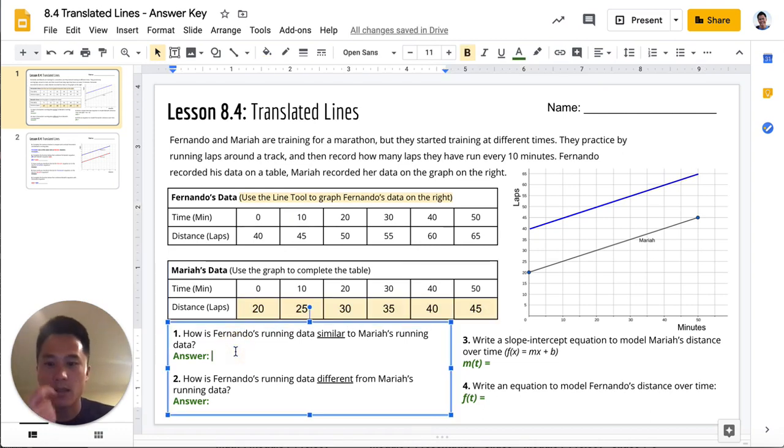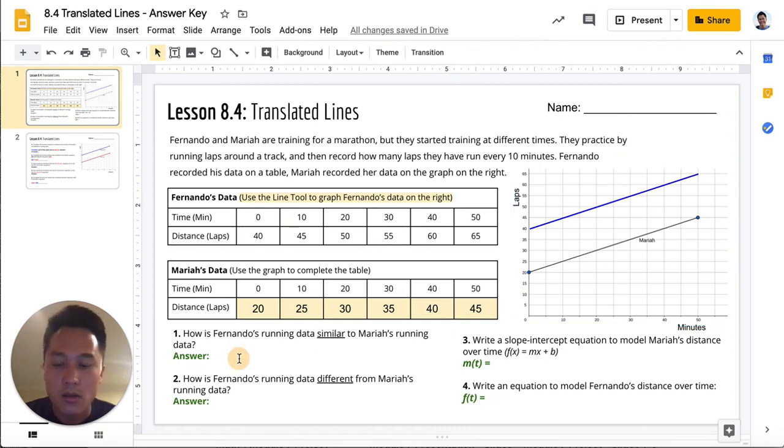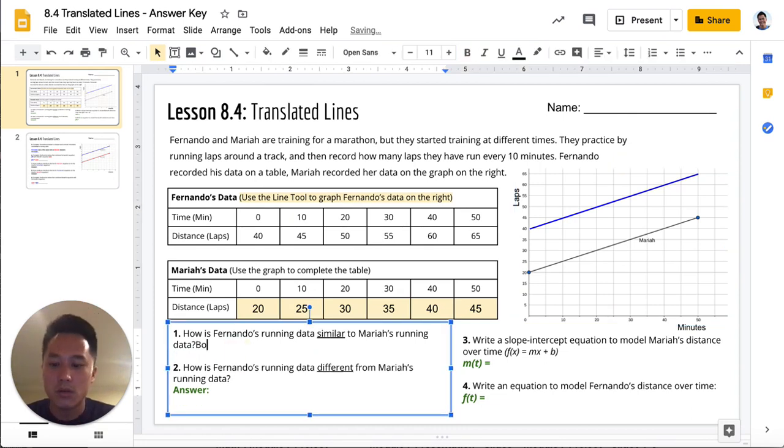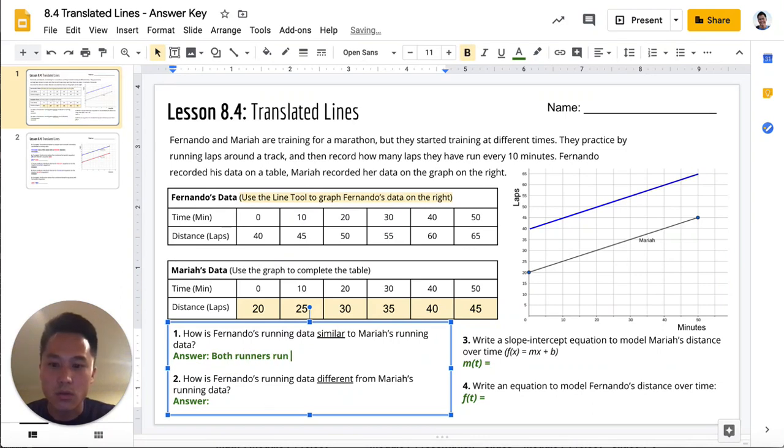The first question asks us, how is Mariah's running data similar to Fernando's? If I look at the graph, I can see that the two lines have the same slope. And slope is like their rate. So if they have the same slope, I know that they must be running at the same speed. So I can say both runners run at the same speed.